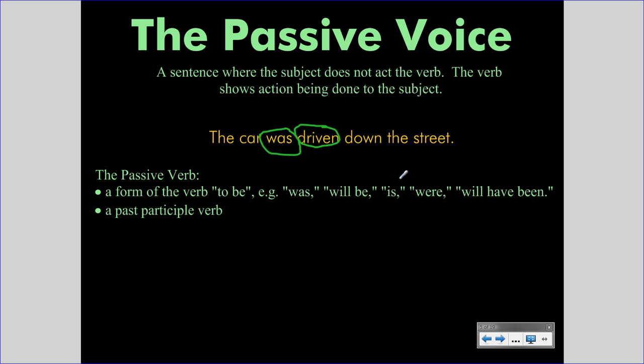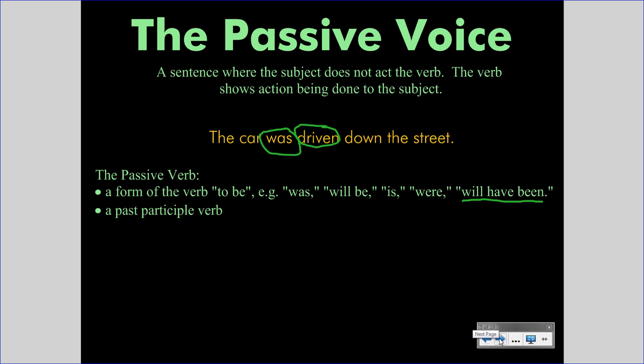Two parts are some form of the verb to be, this is the simple past, and a past participle. In this case we have the verb driven, past participle of to drive. So you combine those two together, was driven. Every single passive verb in every single sentence will contain those two parts. Now notice that some forms of the verb to be are multiple words, such as will have been. So if we change the tense of this to say the car will have been driven down the street, we still have a two-part verb. Some form of the verb to be and a past participle, it still qualifies as the passive voice.